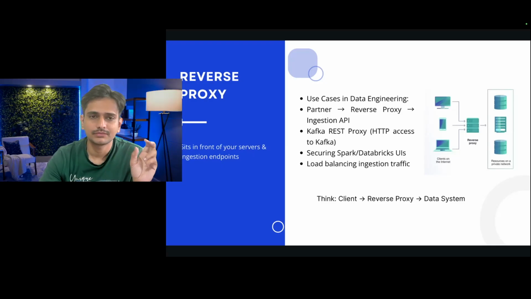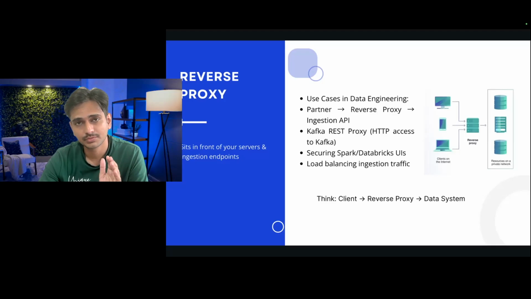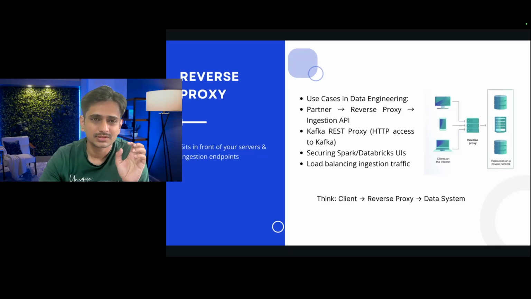And also Kafka, if you are having real-time or near real-time ingestion, you can use Kafka REST proxy. That is a common reverse proxy that lets producers and consumers talk to Kafka over HTTP instead of the native protocol. And even Spark and Databricks UI are often fronted by reverse proxies like NGINX and Envoy, so they are secure and not directly exposed.